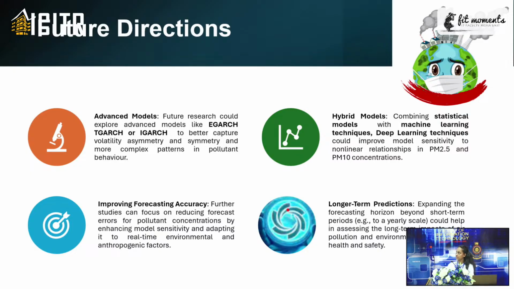This is the future direction for my study. I hope to apply advanced statistical models to capture more complex asymmetric and symmetric patterns in the pollutant behaviors, like EGARCH, TGARCH and IGARCH models. Then we can improve the forecasting accuracy. My final aim is to build a hybrid model combining statistical models with deep learning and machine learning models to forecast the air quality data, and then we can get long-term predictions.